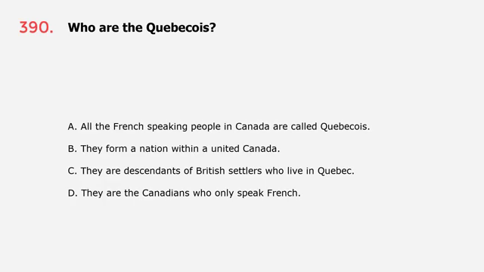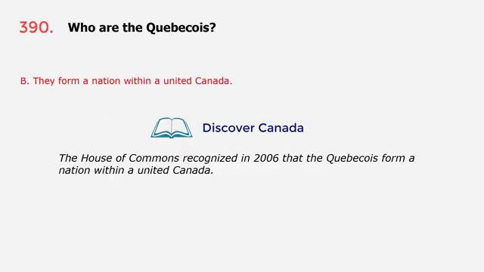Question 390. Who are the Quebecois? A. All the French-speaking people in Canada are called Quebecois. B. They form a nation within a united Canada. C. They are descendants of British settlers who live in Quebec. D. They are the Canadians who can only speak French. The answer is B. They form a nation within a united Canada.